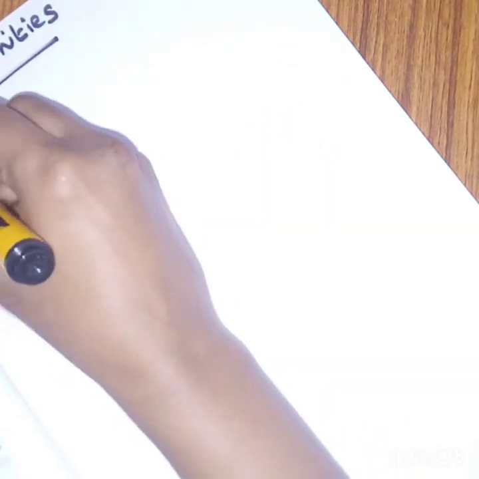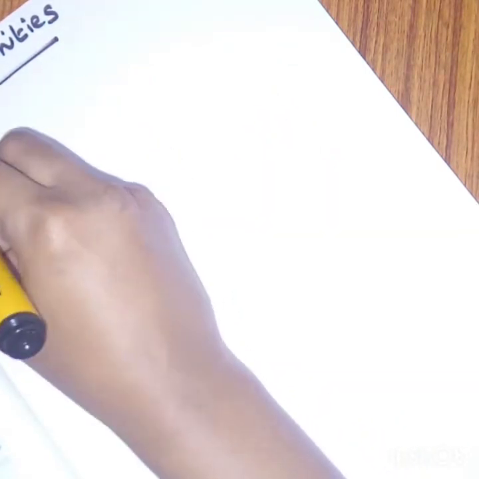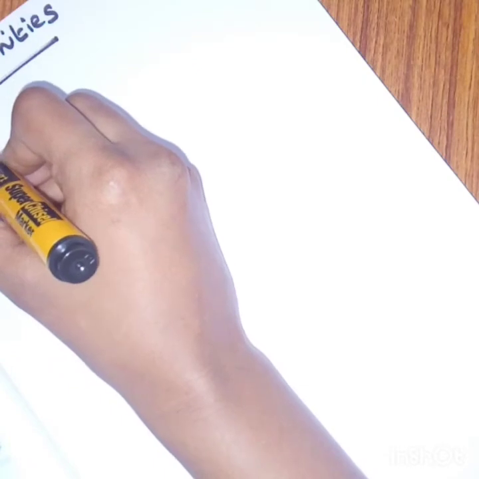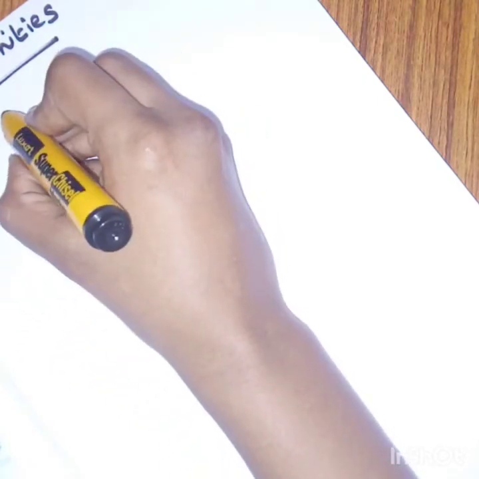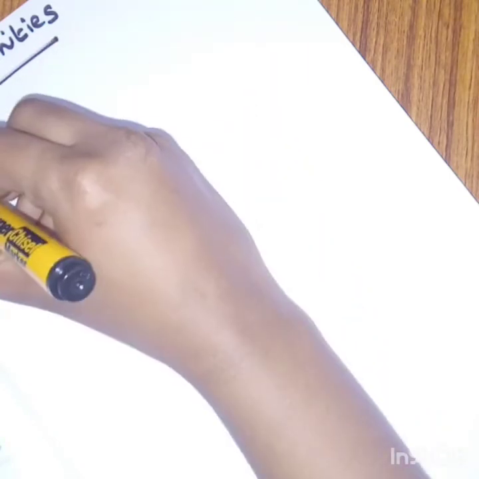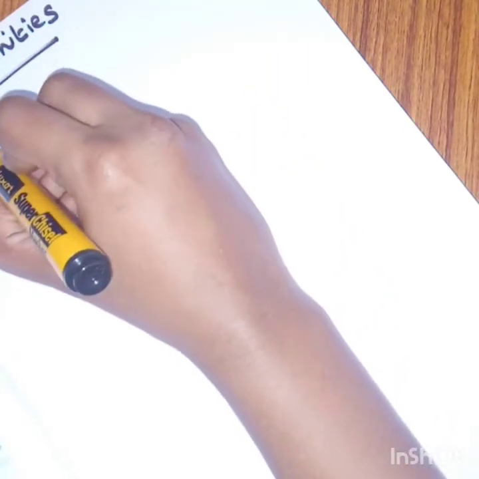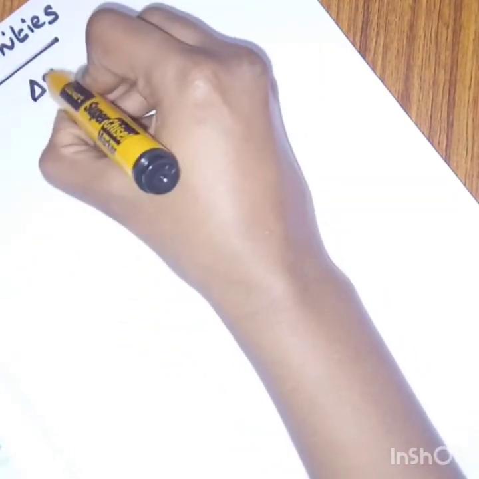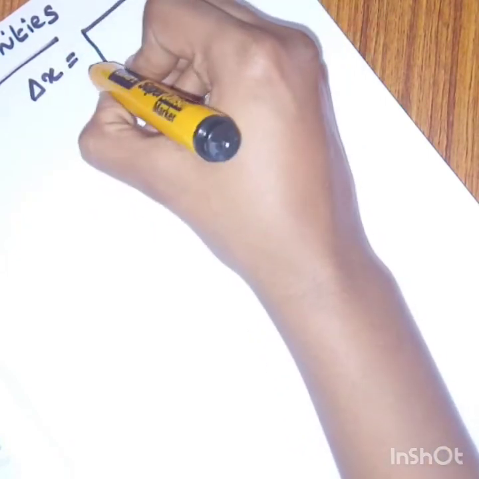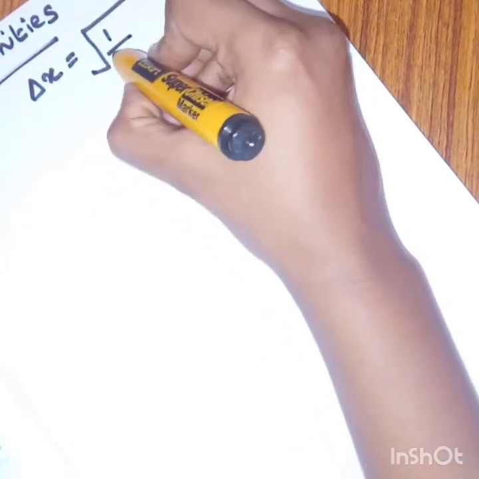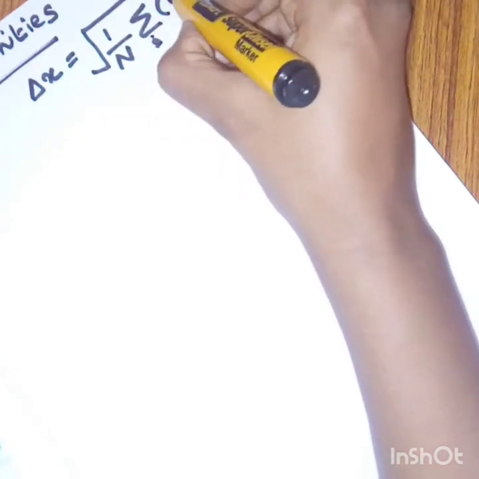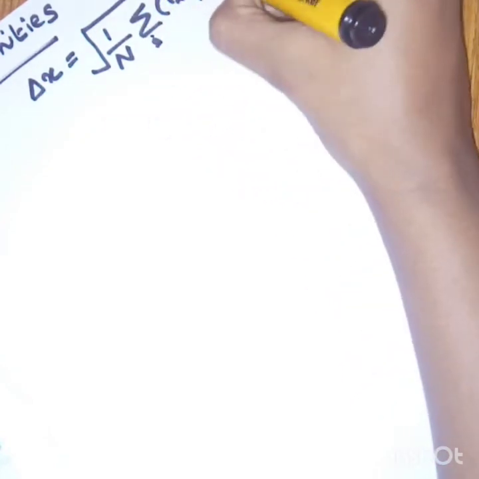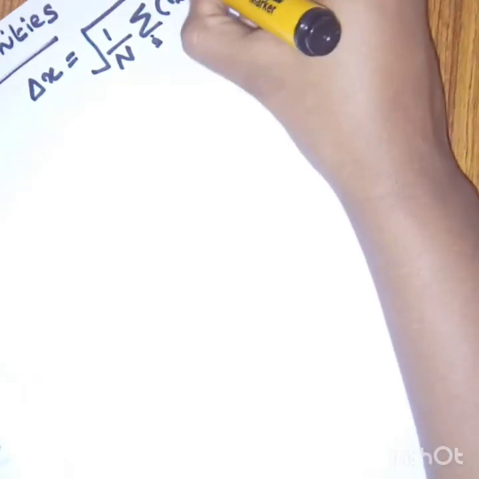It is the RMS deviation. RMS means root mean square deviation of a quantity from its mean, or it is known as standard deviation. That is, uncertainty is given by root mean square. That means delta x is equal to first root, then mean, then square: Xi minus xm all square.